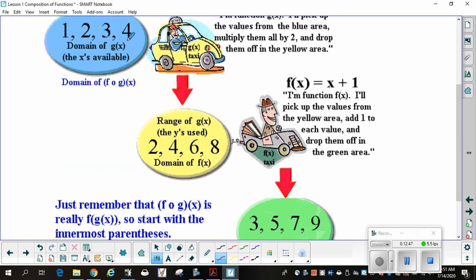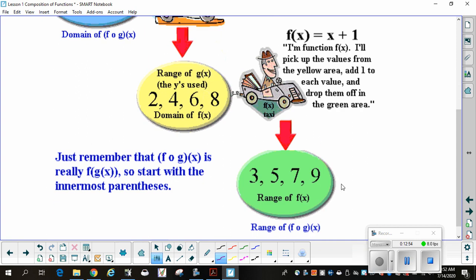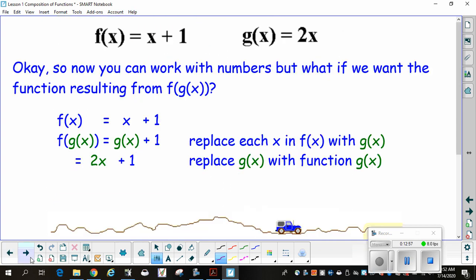So notice, these got input to g, g output them. The output of g becomes the input for f, which outputs my final answers. Now, if you're working with numbers, that's great, but what if we just want the resulting function? Well, then exactly what I talked about. I'm going to take this and I'm going to plug it in for this guy. So f of g of x is going to become g of x plus 1. g of x is 2x, so 2x plus 1. Boom. I'm done.